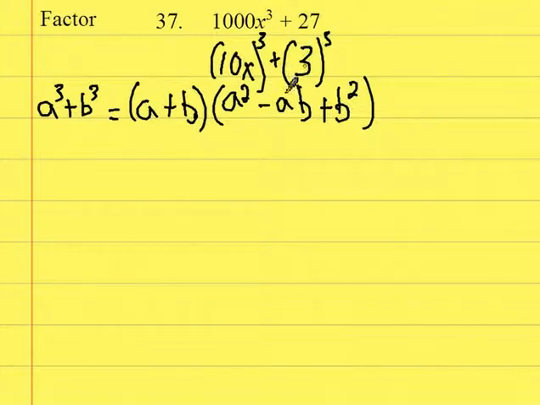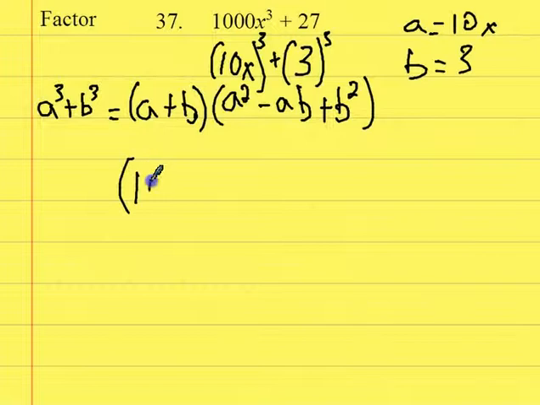And b is 3. Now, why is a 10x? Why is b 3? Well, a is 10x because we cube 10x to get 1000x cubed. And we cube 3 to get 27. So you can write a note to yourself, a is 10x. b is just 3. So let's go ahead and plug that in here.